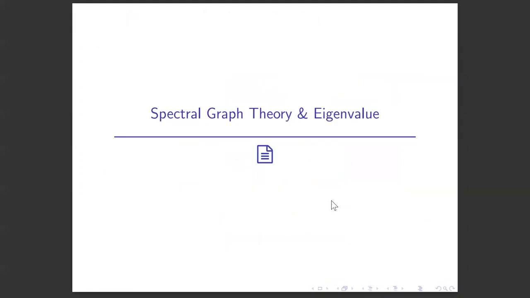And then we came to the third part. The third part is about the most important thing, called spectral graph theory. And the most important thing is the eigenvalue.